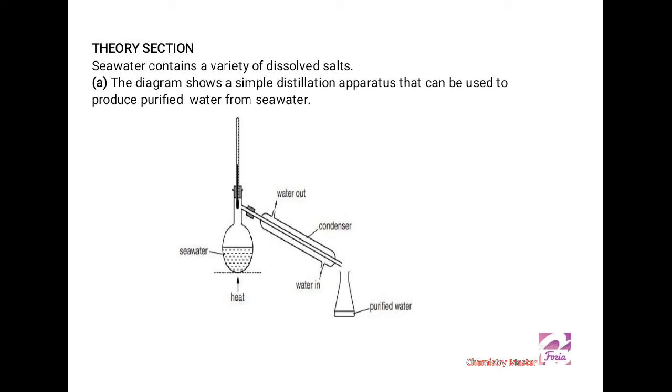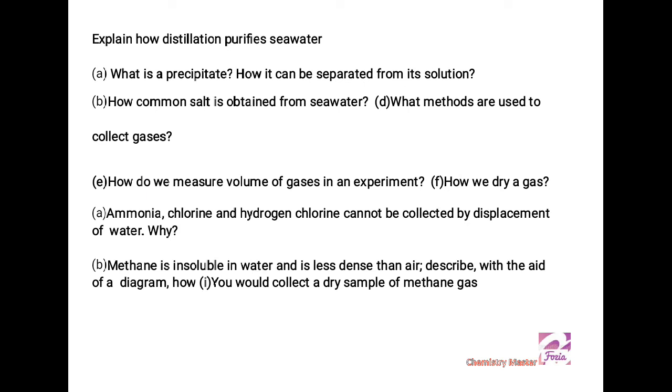Now, theory section. Seawater contains a variety of dissolved salts. And seawater is very salty, almost bitter, due to the same fact. The diagram shows a simple distillation apparatus that can be used to produce purified water from seawater, and this method is called desalination, meaning removal of salt from water. The diagram is explaining the whole chemistry. Seawater is heated here, vaporized, rises up in the round bottom flask, then passes through the condenser where the vapors are cooled to get pure water. Explain how distillation purifies seawater. You have to explain the whole process.